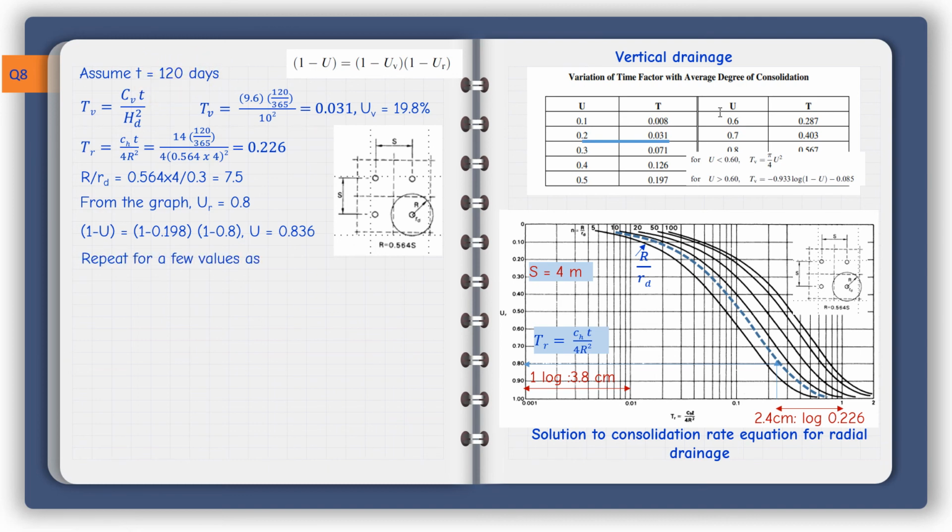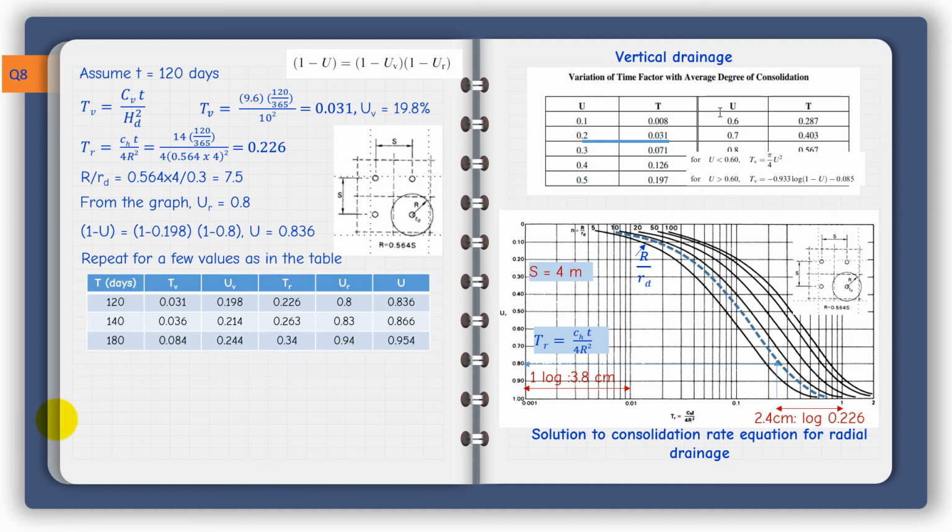So I can repeat the process again for a few other values for T, like in this table, 120 is what we tried here. I repeat it again for 140 days. The degree of consolidation is 0.866. Try it again for 180 days, say. You get UV, you get UR, you substitute in this equation, you get the corresponding U. You can see here that U 0.9 is somewhere in between.